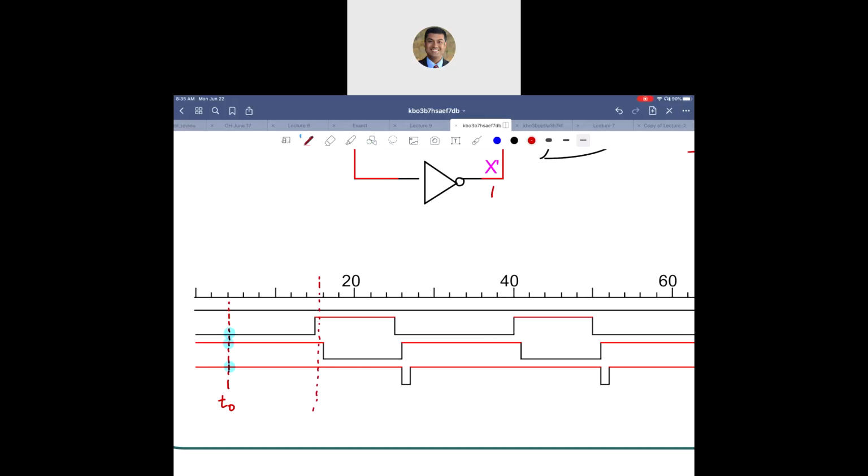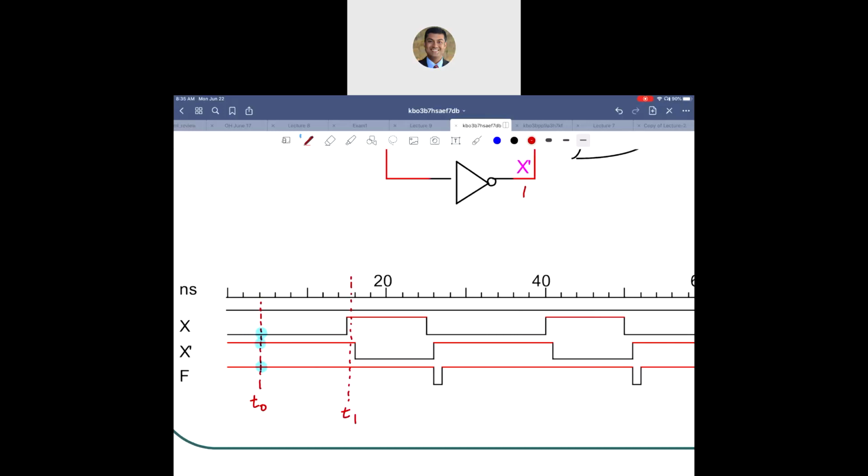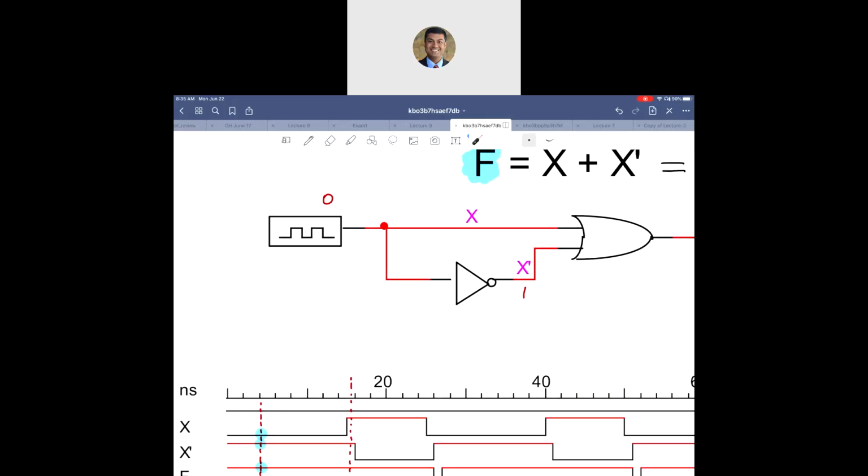So at t1, x is being changed from 0 to 1. The top one is x, the second one is x complement, the third one is f. So when you change x from 0 to 1, this guy has changed, right? It was 0, it became 1. So this input changed immediately right here because it is on the same wire.